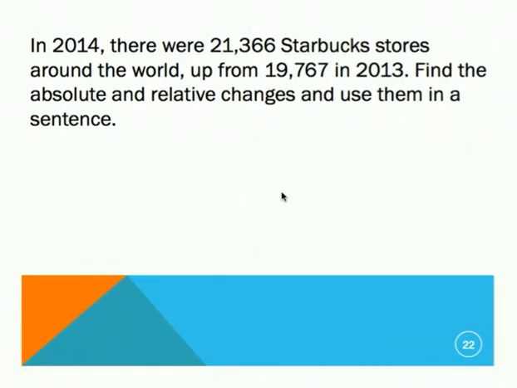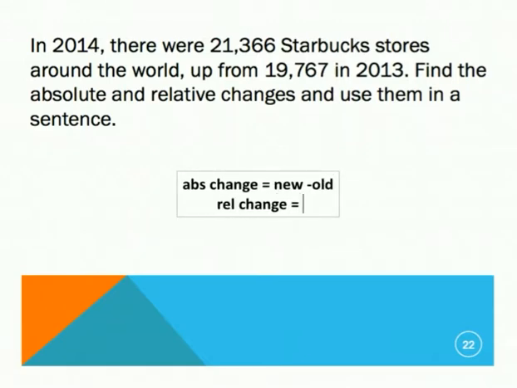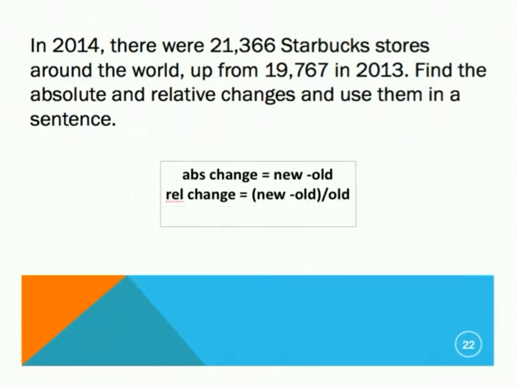Okay, so for this question, it says in 2014 there were 21,366 Starbucks stores around the world, which was up from 19,767 in 2013. And we want to find the absolute and relative change. So absolute change, if you guys remember, is new minus old. And then relative change is (new minus old) divided by old. And I put parentheses around that because when you actually plug it in your calculator, you have to make sure that you remember the parentheses.